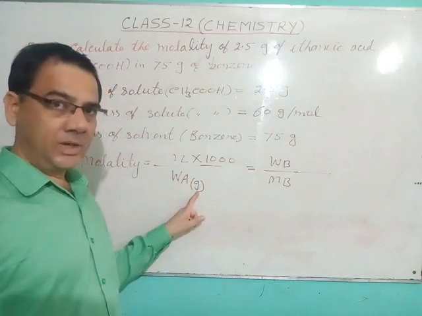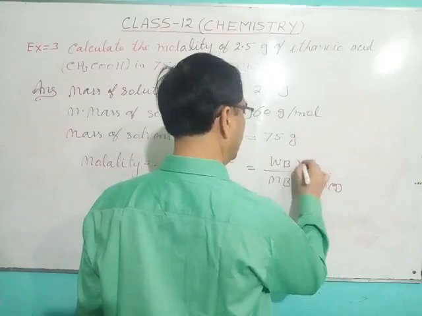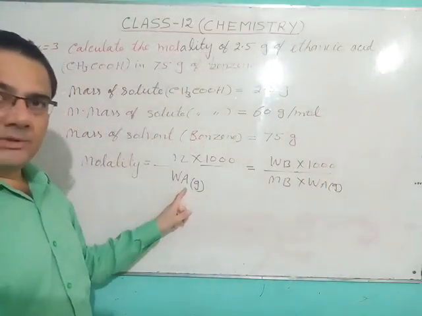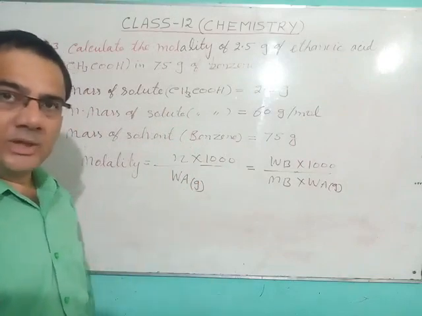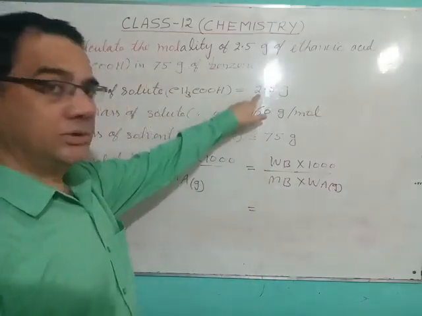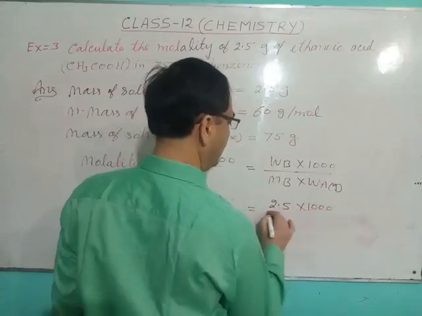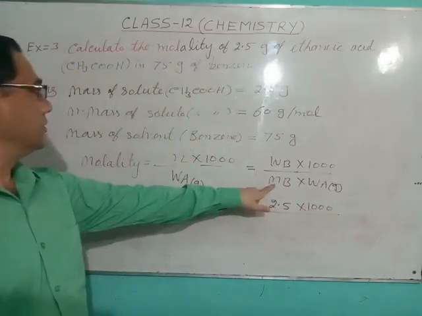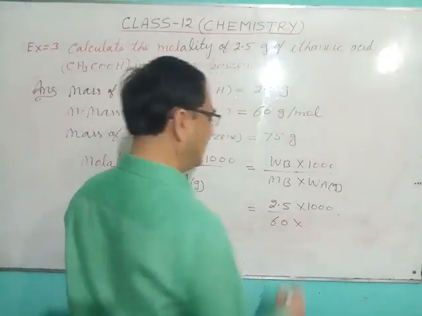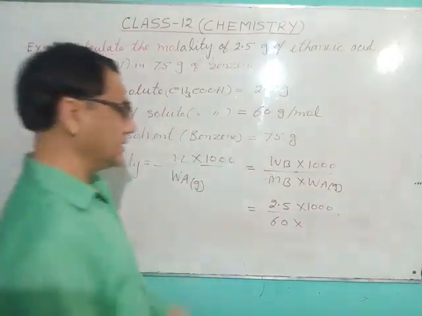Here WA, mass of solvent in gram. Here multiply by 1000. Now all the values are given in the question. We just put the values and we try to calculate the molality of the solution. How much is WB? That is mass of solute, 2.5 multiply by 1000 upon molar mass of solute. This is the molar mass of solute, that is 60 multiply by mass of solvent in gram, and mass of solvent in gram, that is benzene, equal to 75.